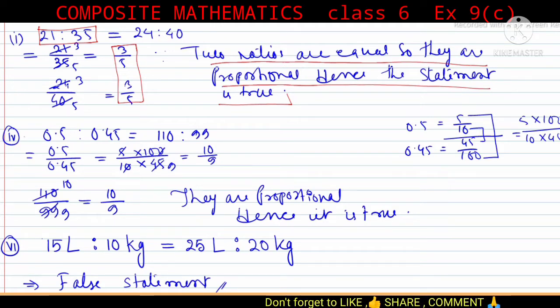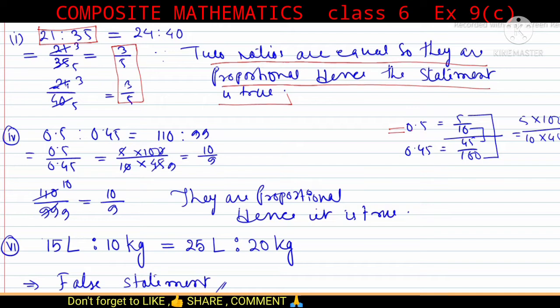So number 4, you see. So 0.5 is to 0.45 and 110 is to 19. So I have chosen this question because it contains decimal ratio. So some students find it difficult, so I have chosen this question. So you see 0.5/0.45 we will write in quotient form. So I have written. Now we will remove the decimal here. So what will happen? If you remove the decimal, 0.5 we can write 5/10 and 0.45 we can write 45/100. You have already learned about decimals, you might be knowing.